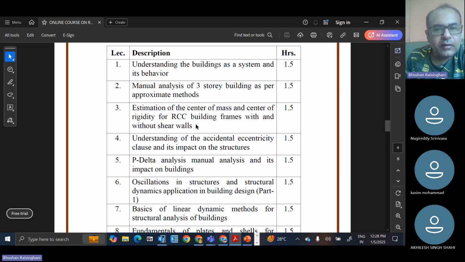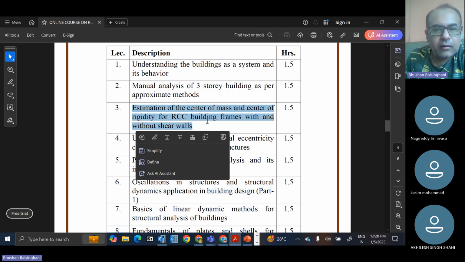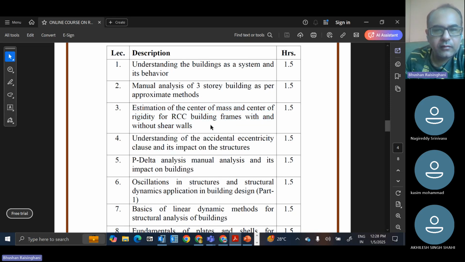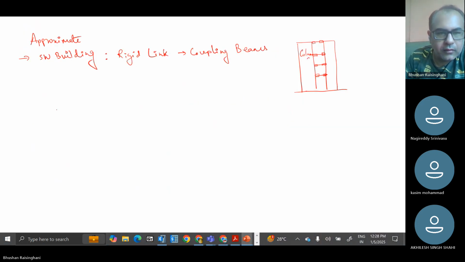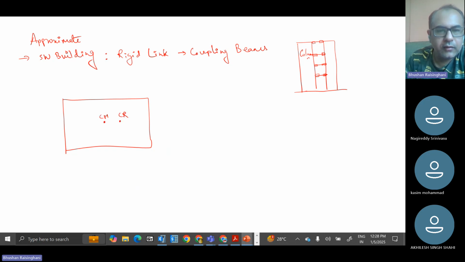Now, after that, we will go through the estimation of the center of mass and center of rigidity, CM and CR. Now, this is the center of mass, and let's say this is the center of rigidity. Okay. Now, there is a shear wall system or a beam-column system. The CM and CR play a role because this will give eccentricity.